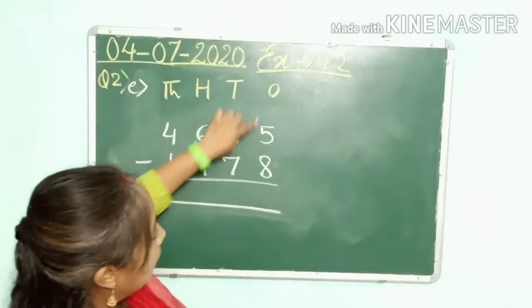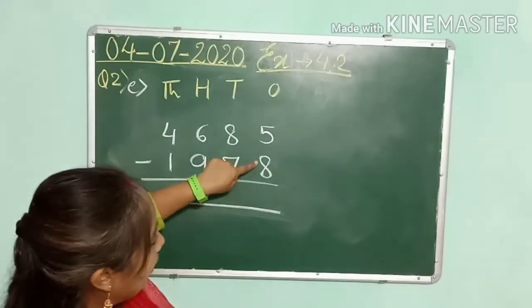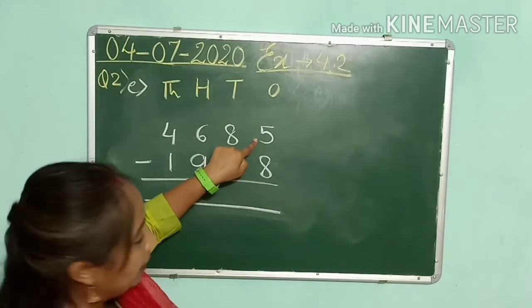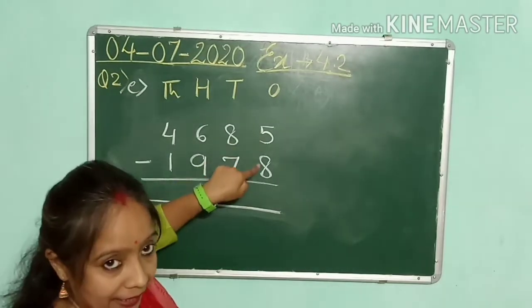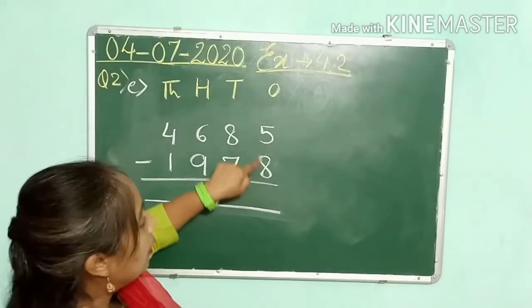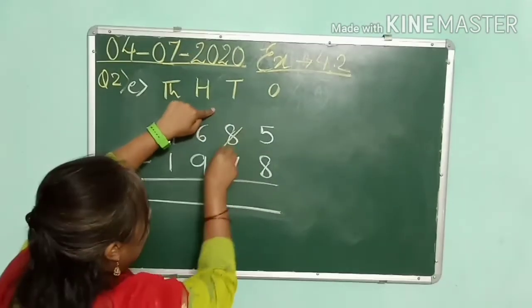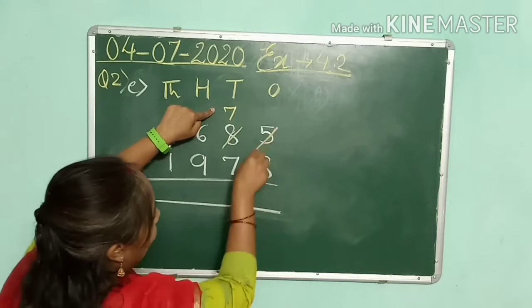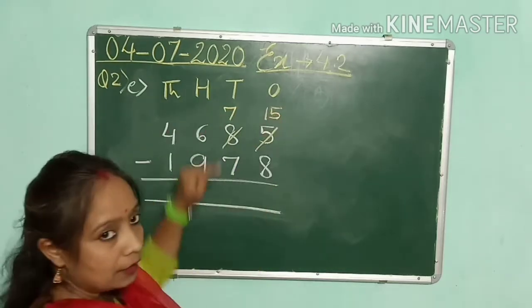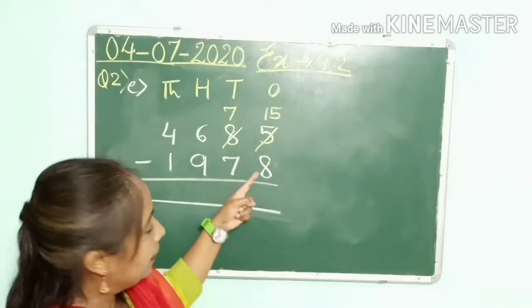Now again start with the ones digit. Under the ones column, again you will subtract 8 from 5. Okay? 5 is smaller than 8. So we cannot subtract. So 5 will borrow from this 8. So it becomes what? 7. And this 5 becomes 15. Now we will do 15 minus 8.